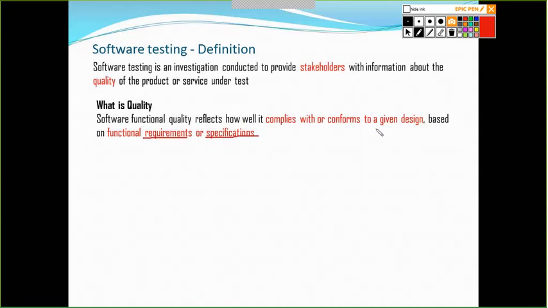Specifications means specific requirements. Like in temperature, I can give a certain timer, I can give fast spin, slow spin. Timer is one requirement. In that, specifications are I can give fast spin, slow spin, medium spin, like that. All those minute details are specifications.